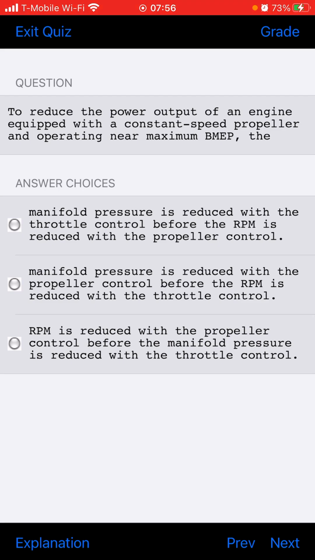Let's hop back to the top, see where we're at. What's the purpose of the crankshaft dynamic dampers? Well, I think they reduce engine vibration. Yes, you are correct. They reduce engine vibration.